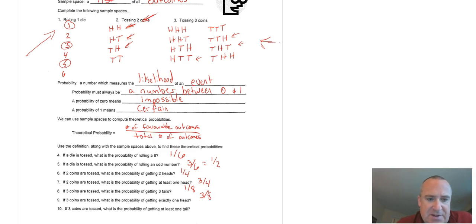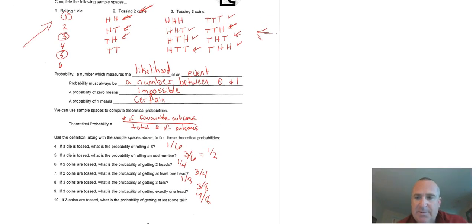And if three coins are tossed, what's the probability of getting at least one tail? That means one or more. So one or more could be that one has one, that one has one, that one has one or more, that one, and that one. So all of those. So 7 out of 8.